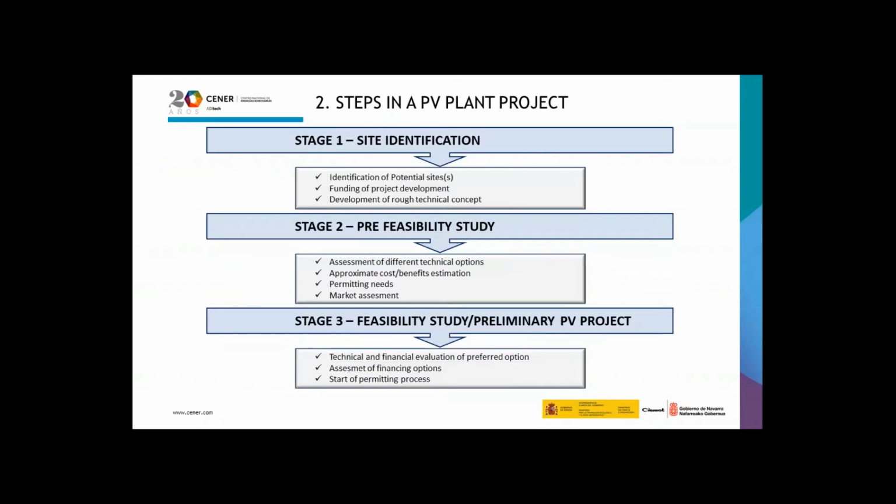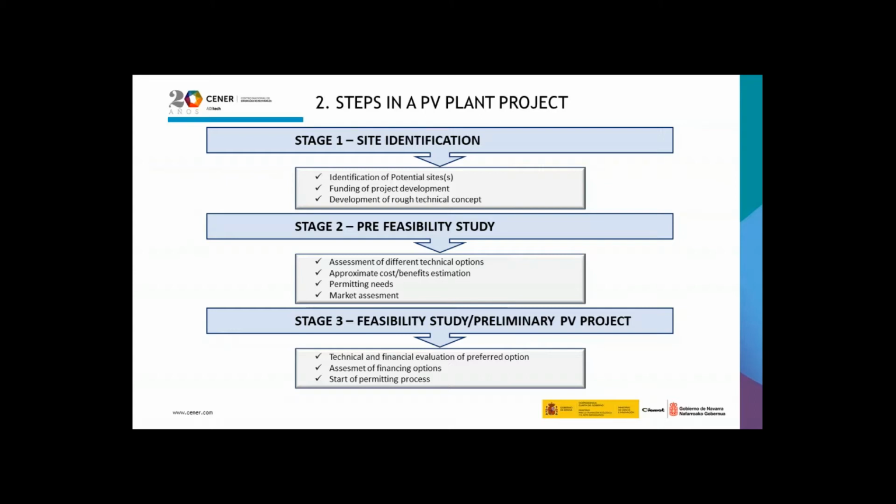The development of a photovoltaic project can be divided into several stages. Stage 1, the site identification, contains the identification of potential sites, funding of project development, and the development of a rough technical concept. Stage 2 is the pre-feasibility study that contains the assessment of different technical options, an approximate estimation of costs and benefits of the PV project, the permitting needs, and the market assessment.